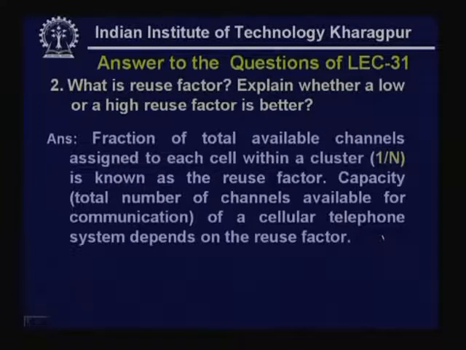Second question was, what is reuse factor? Explain whether a low or high reuse factor is better. Actually, the fraction of total available channels assigned to each cell within a cluster is known as the reuse factor. So, if you have got n cells in a cluster, then the reuse factor is 1 by n. Capacity of a cellular telephone system depends on this reuse factor. As n increases, you have got a larger number of cells, so the covered area in each cell decreases. On the other hand, if n is small, then the area is larger.